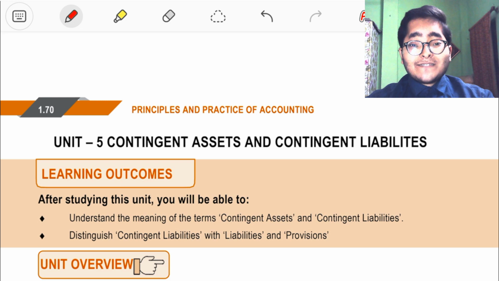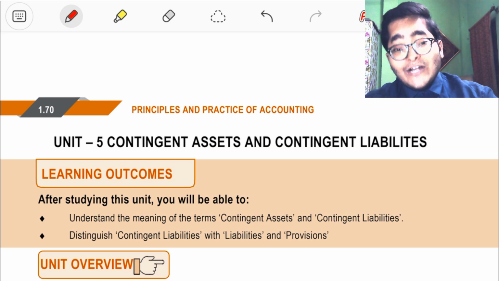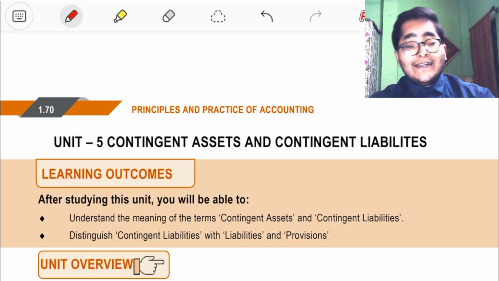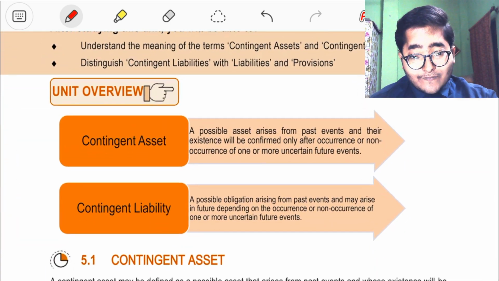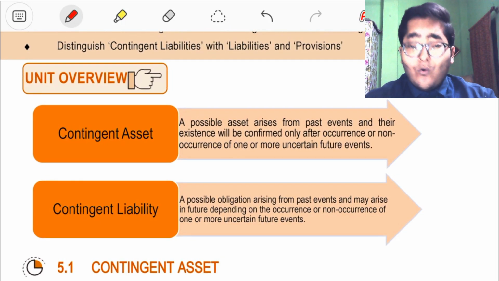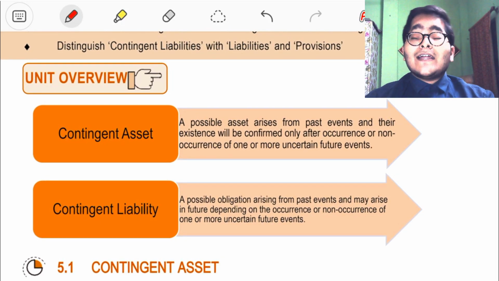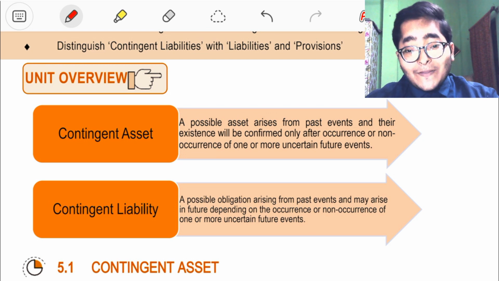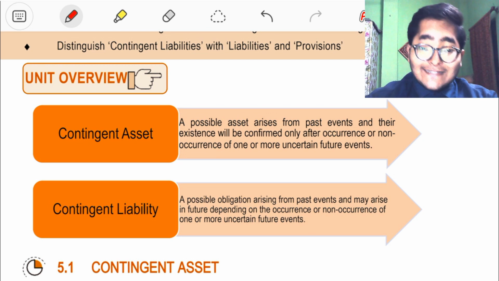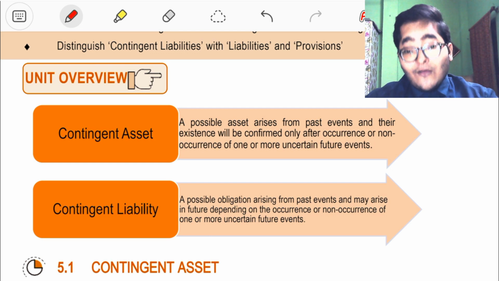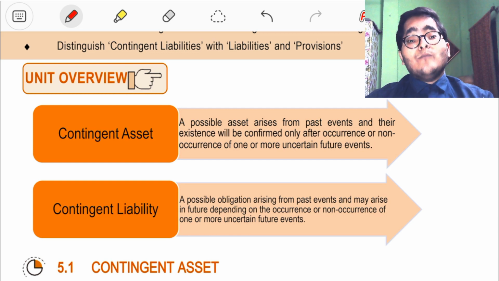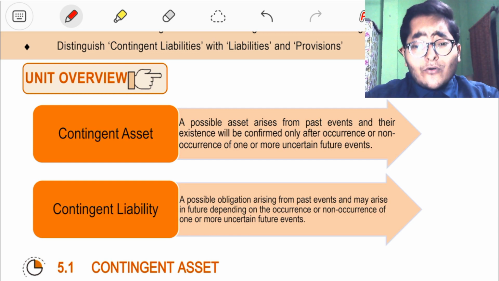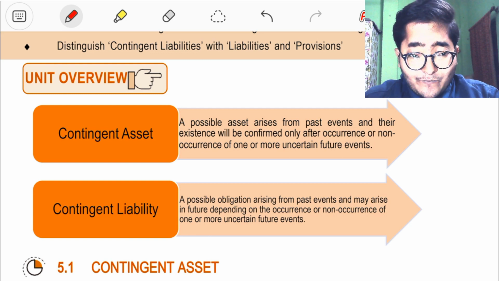Our next part, Unit 5, Contingent Assets and Contingent Liabilities. So, as an overview, what is a contingent asset? A contingent asset is a possible asset that arises from past events, and its existence will be confirmed only after the occurrence or non-occurrence of one or more uncertain future events.